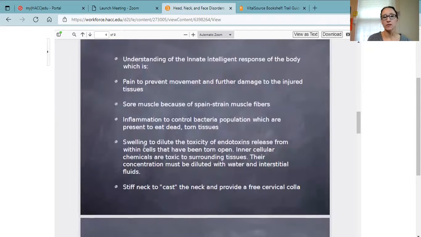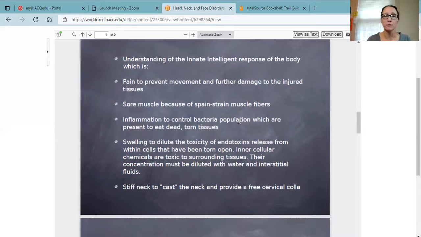Okay, so basically what this slide says is that the body is going to protect itself naturally. It gives you pain to prevent movement and further damage. The muscles are sore because of the strain and sprain that occurred. And the swelling is due to inflammation, which is there on purpose. Your body's chief repair mechanism is inflammation.